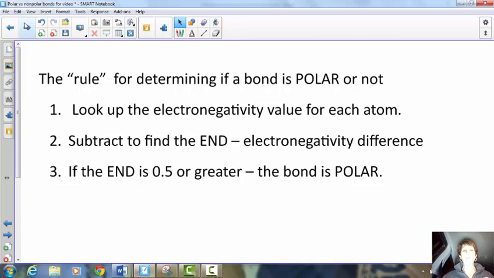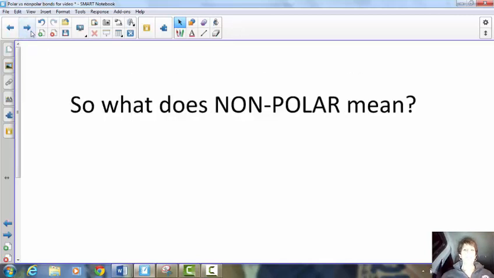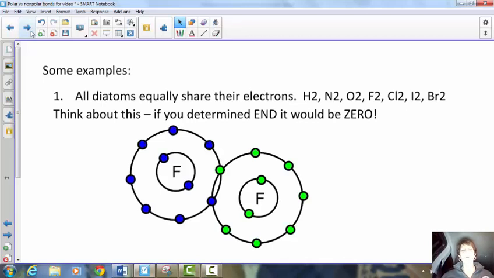Here's the rule. So you can actually go through and do a calculation and solve and figure out if it's polar or not. You look up the electronegativity value for each atom, subtract to find the END. END stands for electronegativity difference. If that difference is 0.5 or greater, then it is a polar bond. If it is less than 0.5, then it would be a nonpolar bond. So, nonpolar, nicely sharing electrons.